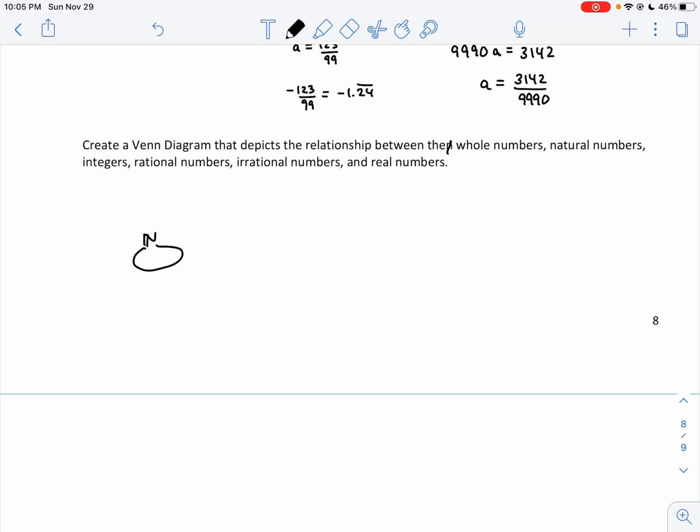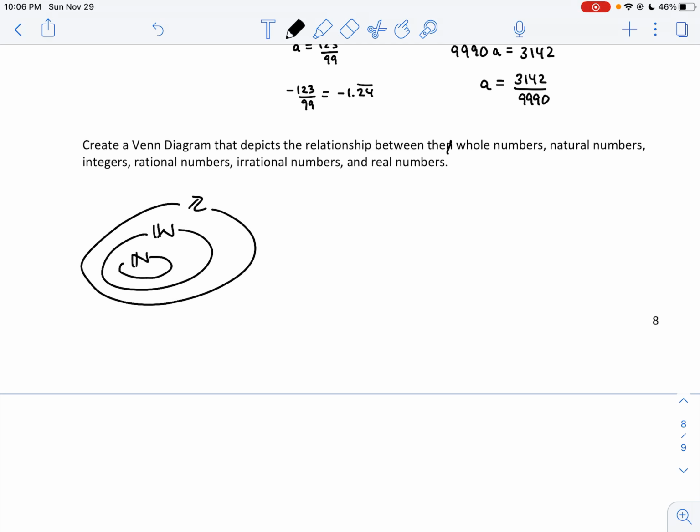If I were to start with the smallest set, something like this would be the natural numbers. This is the 1, 2, 3, etc. The whole numbers is a larger set than that. So we have the natural numbers, then we're going to go to a larger set of the whole numbers. An even larger set than that is the integers. Notice we get more and more inclusive.